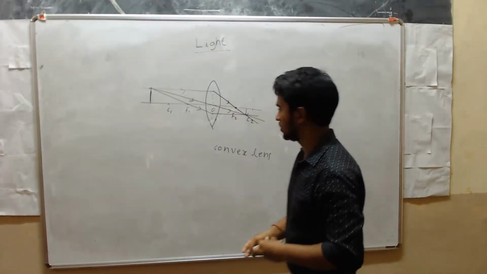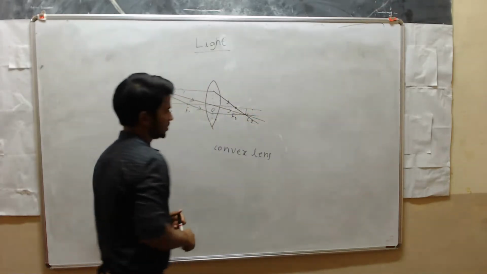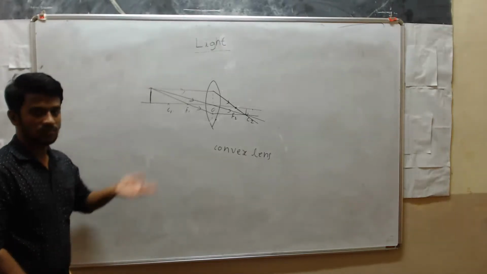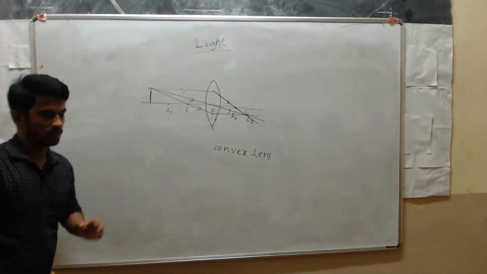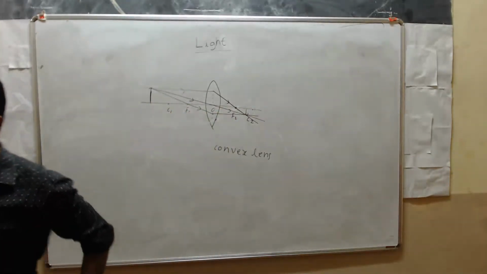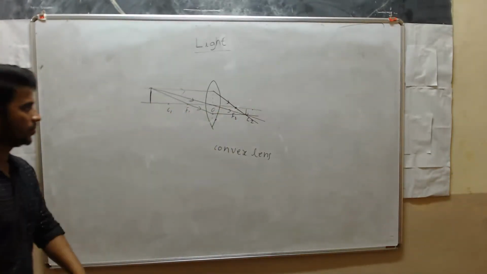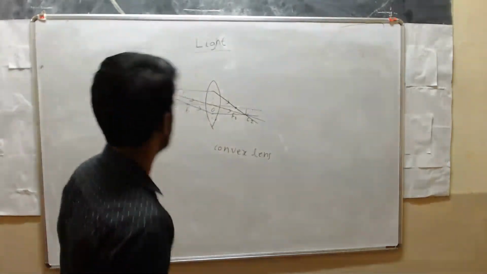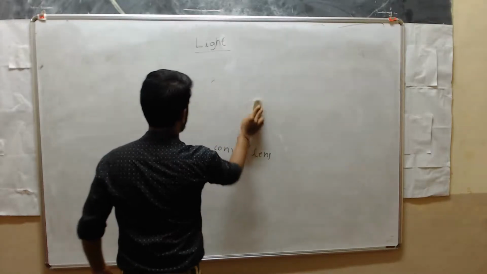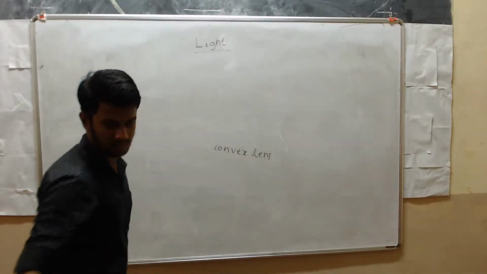Next, what about size? Size is small, right? So the size is diminished. Next, what about nature? Definitely we will get the image if you place the screen here. So the nature of the image is real and inverted. Next, we kept the object at C1, at the center of curvature.